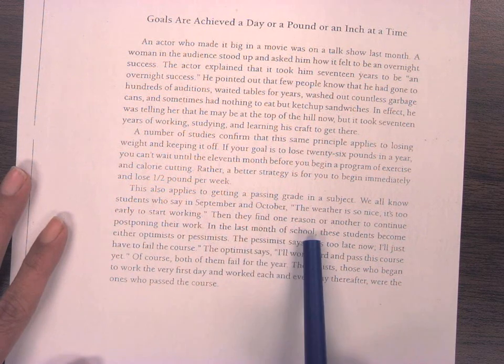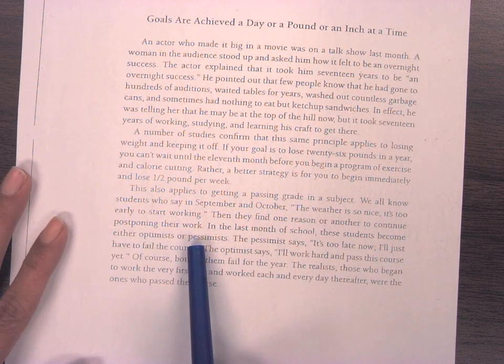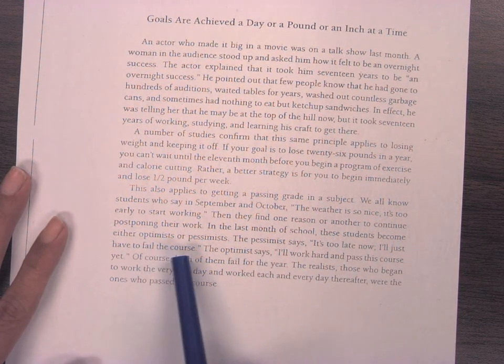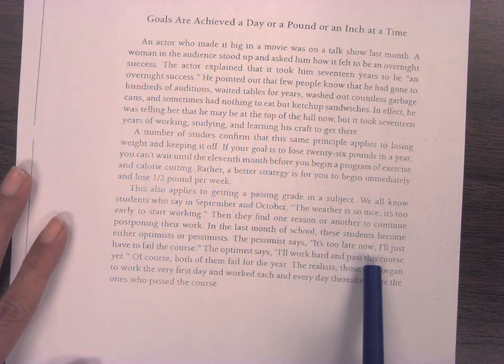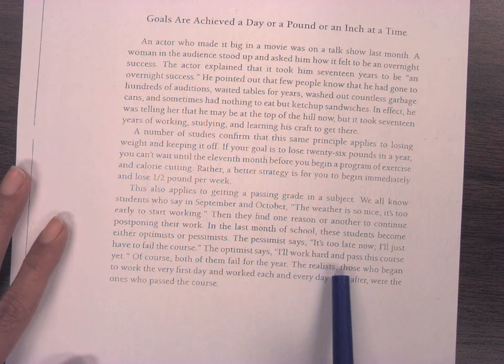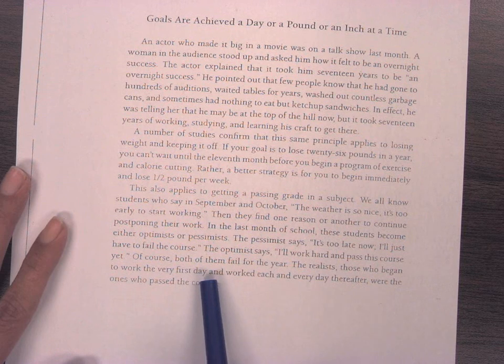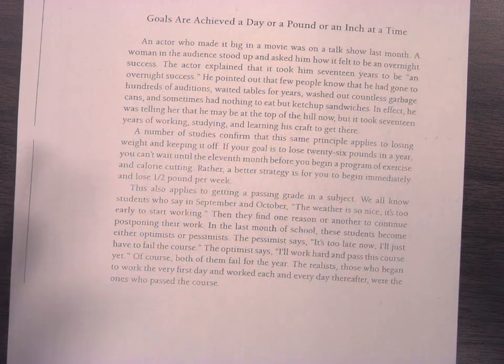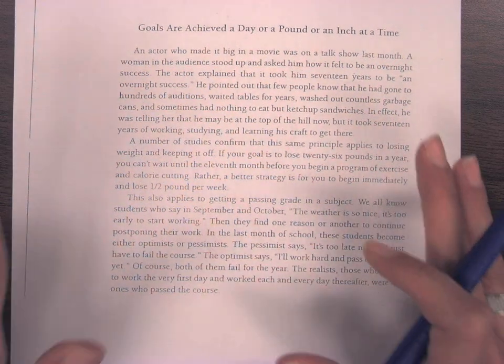In the last month of school, these students become either optimists or pessimists. The pessimists say, it's too late now, I'll just have to fail the course. The optimist says, I'll work hard and pass this course yet. Of course, both of them fail for the year. The realists, who began the work the very first day and worked each and every day thereafter, were the ones who passed the course.